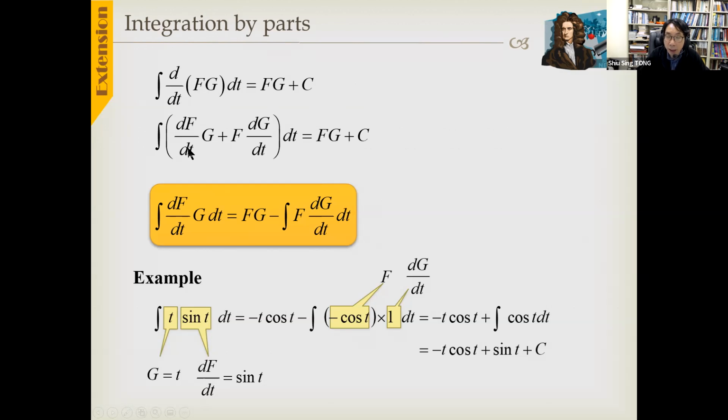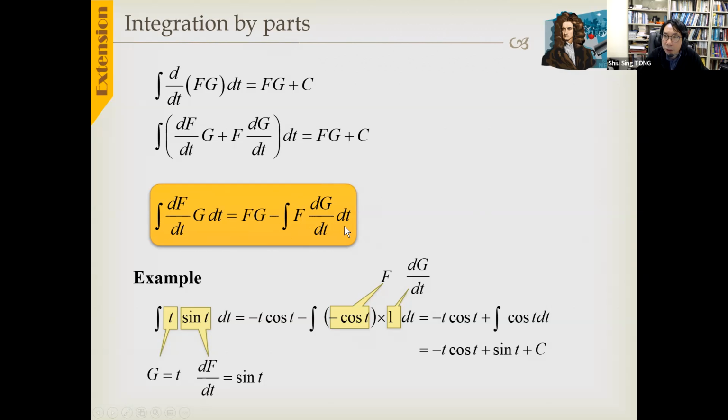d(fg) is df times g plus f times dg. That is the product rule, right? And I integrate it, I get fg. Now, what I'm going to do next, I'm going to move one of the terms to the right. For example, if I move f dg to the right, what I get is the following. The integral of g df/dt dt equals fg minus the integral of f times dg/dt.